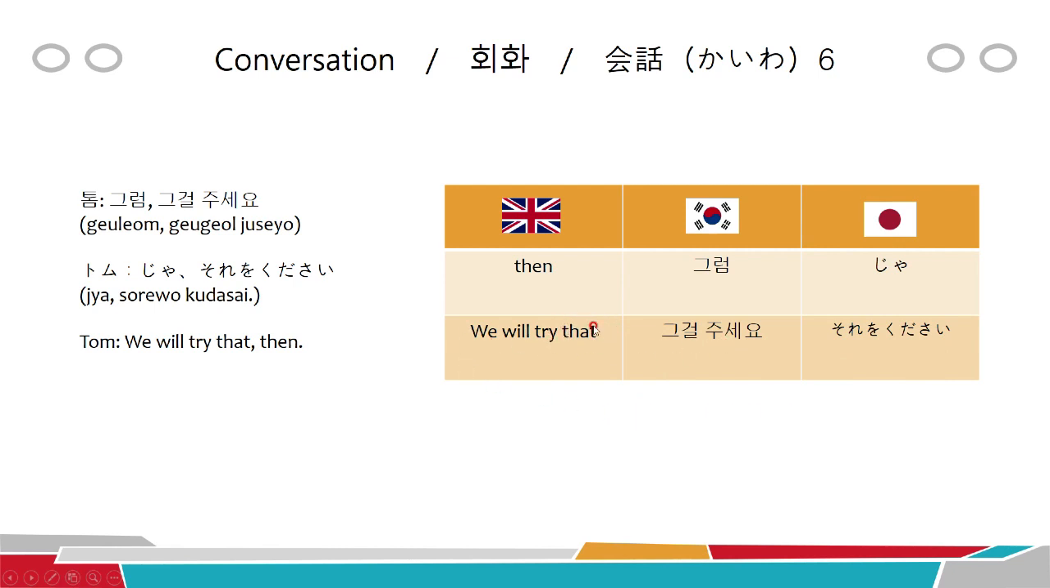In here, that means, in Korean, 그거. In Japanese, それを. And we will try is 주세요. And Japanese is kudasai. Altogether, it becomes we will try that then. 그럼 그걸 주세요. 자, それをください.